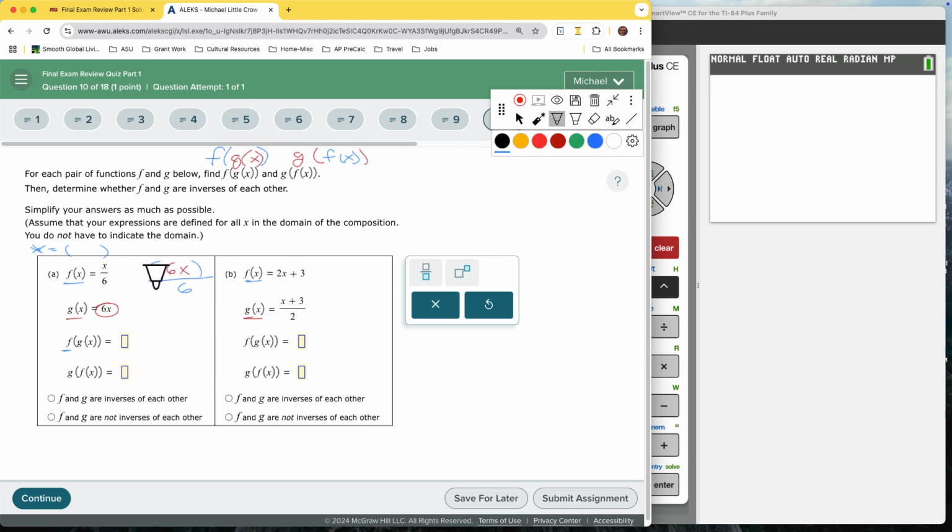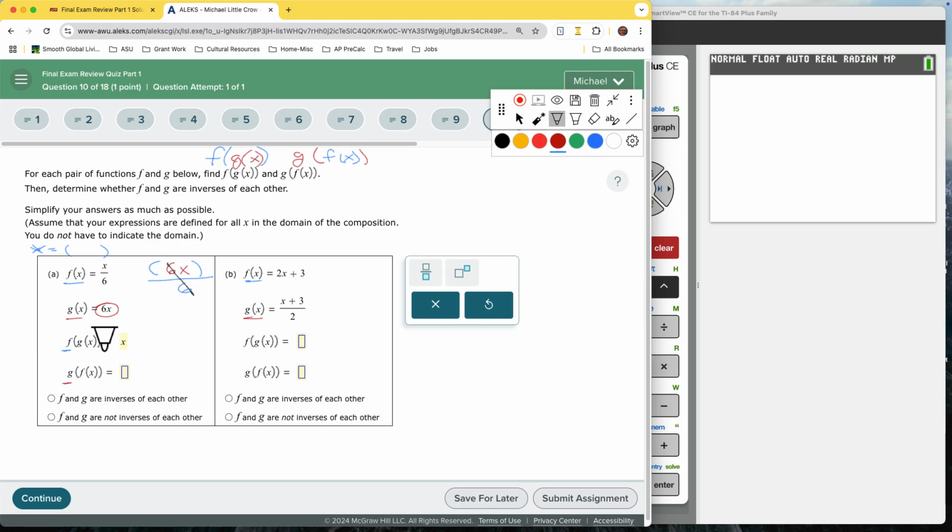There's nothing outside here, no squaring, so I can really just ignore the parentheses and take them off. We've got 6 divided by 6. All that's left is x. So for this first one, when we did the composition, we get back to x. We started at x, put it into g, then put it into f, and we're back at x. Now let's see if that happens in the same way with the other function.